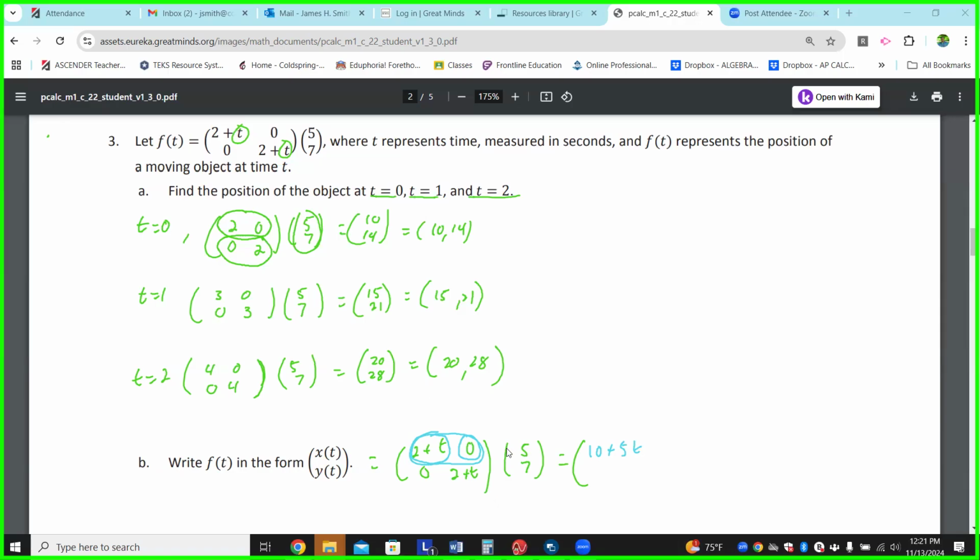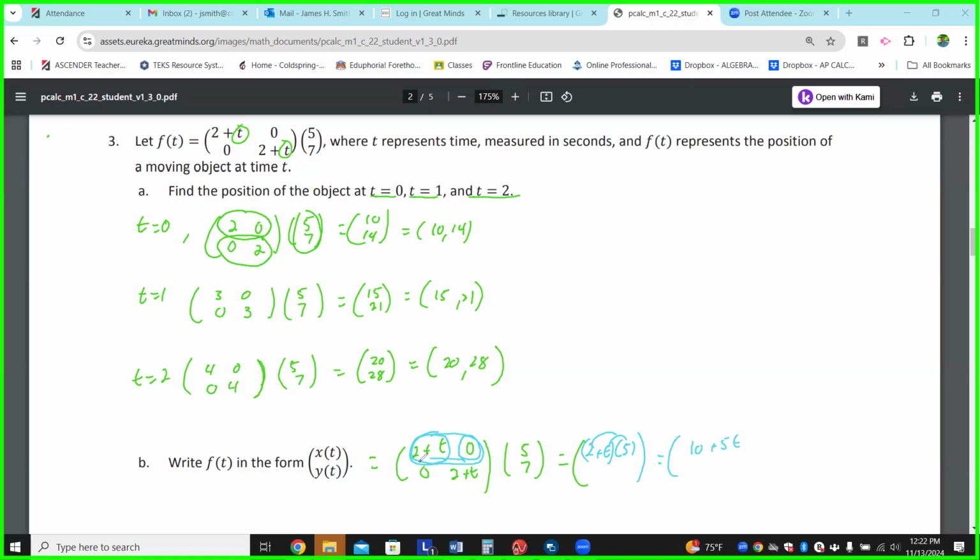Because the 5, so it'll look like this. It would be 2 plus t times 5. So in reality, this 5 would have to be distributed all the way in there, which would then give us 10 plus 5t.